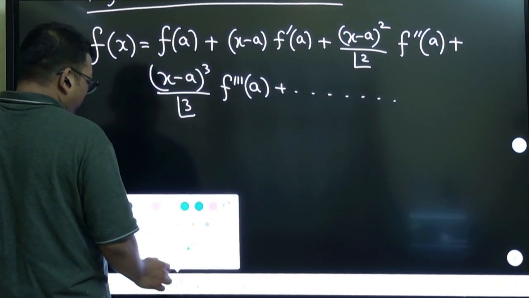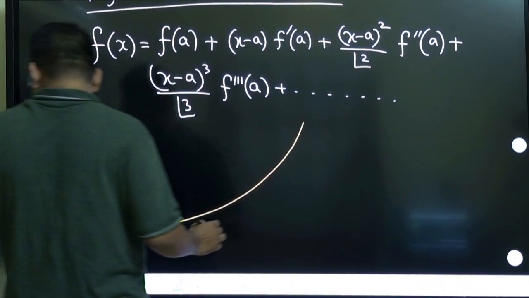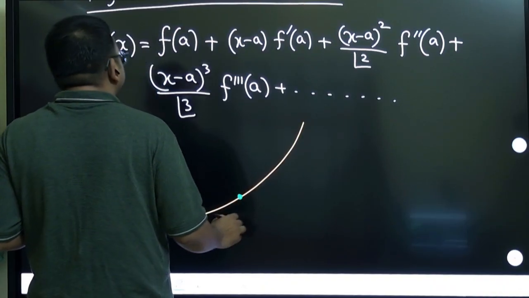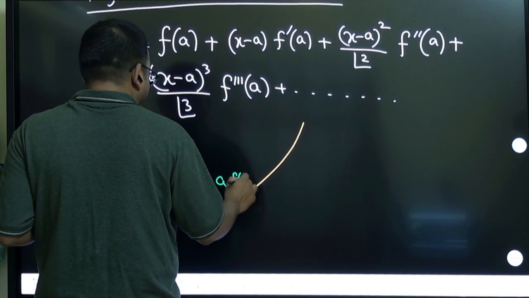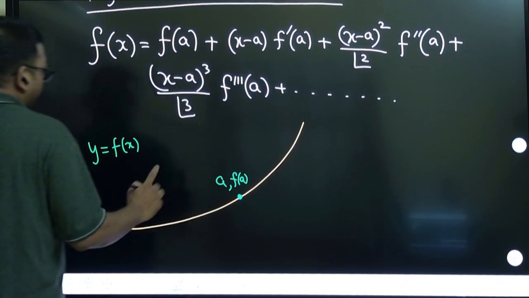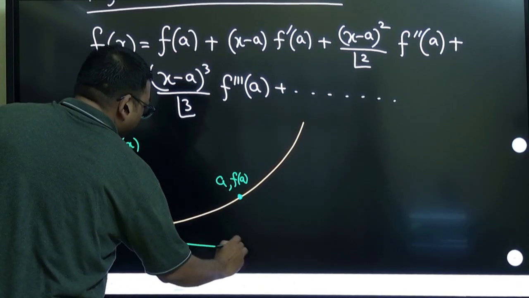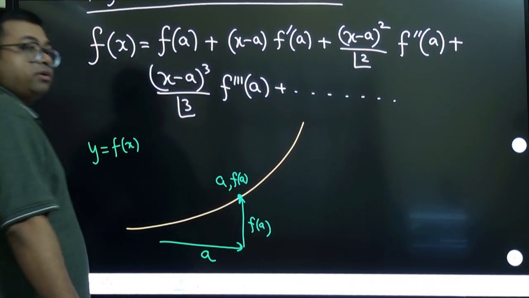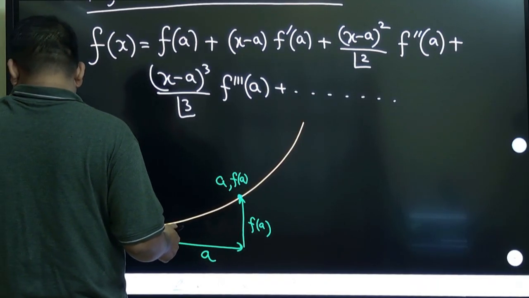Suppose, for example, there is a function, and let us say that you know this particular point. This point is where x is a, and this is f of a, which is y. F of a means y, because y equals f of x. If you substitute x as a, y will be f of a. Now I want to find out the values of this function.